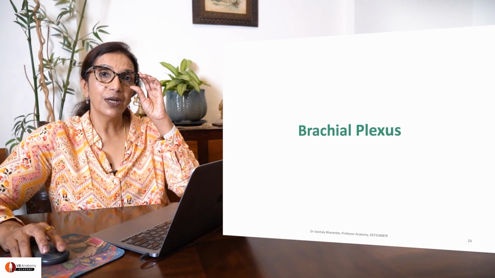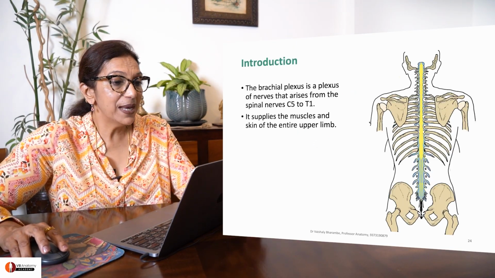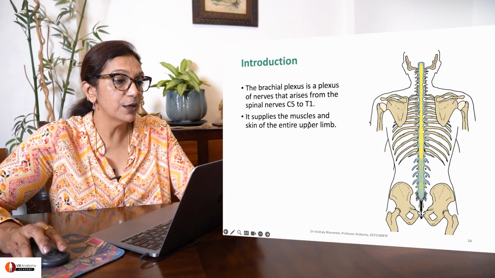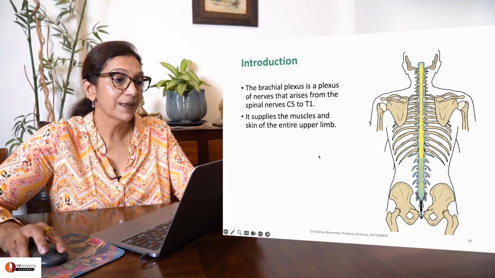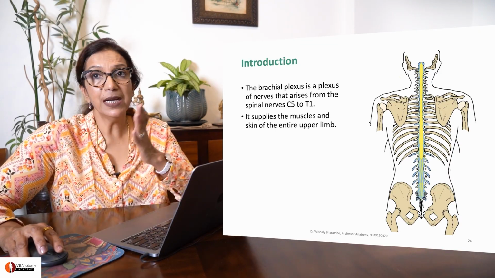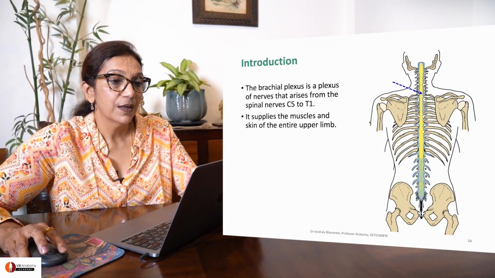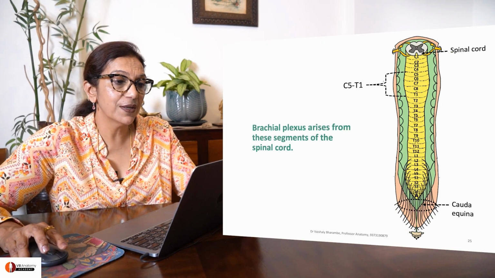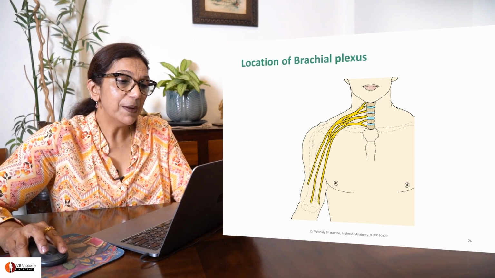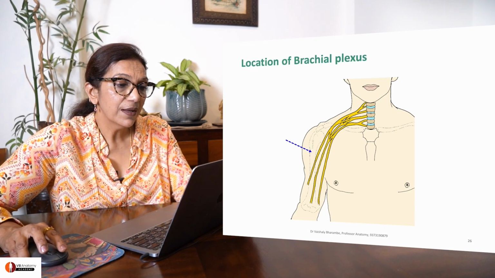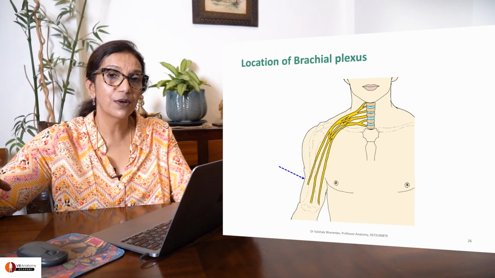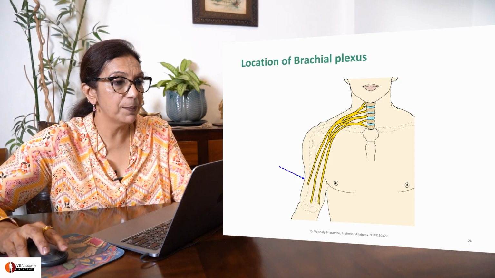So let's talk about the brachial plexus. Brachial plexus is a plexus of nerves that arise from spinal nerves C5 to T1. It supplies muscles of the upper limb. So this is where it's taking origin from, C5 to T1. Brachial plexus is located here. Can you see that it's taking origin from your neck, descending down, distributing itself into your upper limb?